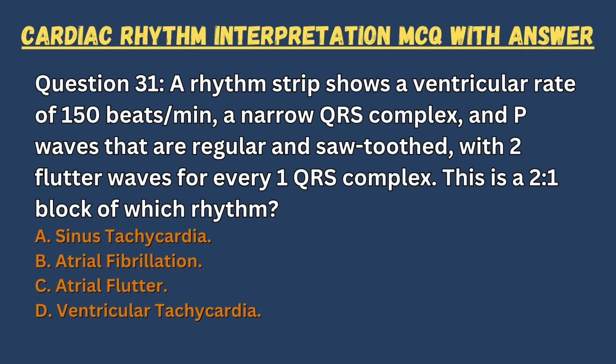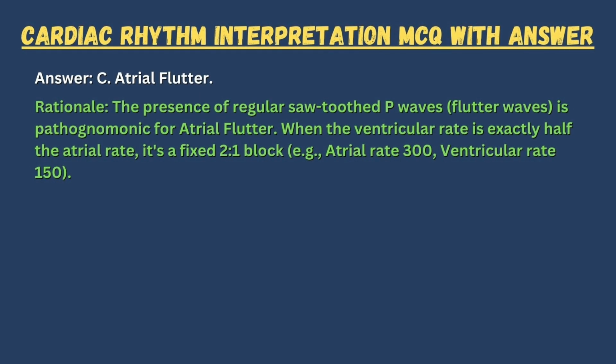Question 31. A rhythm strip shows a ventricular rate of 150 beats per minute, a narrow QRS complex, and P waves that are regular and sawtoothed, with 2 flutter waves for every 1 QRS complex. This is a 2:1 block of which rhythm? A. Sinus tachycardia. B. Atrial fibrillation. C. Atrial flutter. D. Ventricular tachycardia. Answer: C. Atrial flutter.